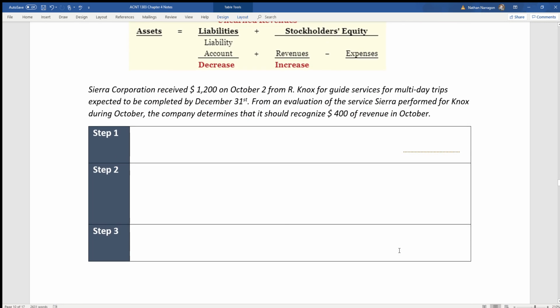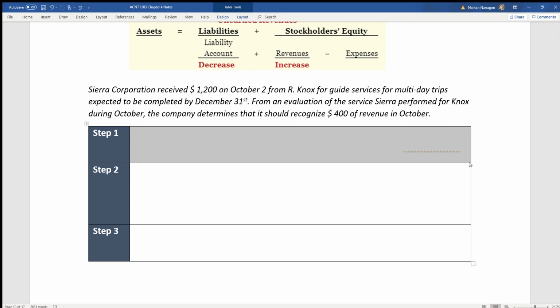So, for example, Sierra Corporation receives $1,200 on October 2nd from Knox for guide services for multi-day trips expected to be completed by December 31st. From an evaluation of the services Sierra performed for Knox during October, the company determines that it should recognize $400 of the revenue in October. So, again, using the 3 steps.